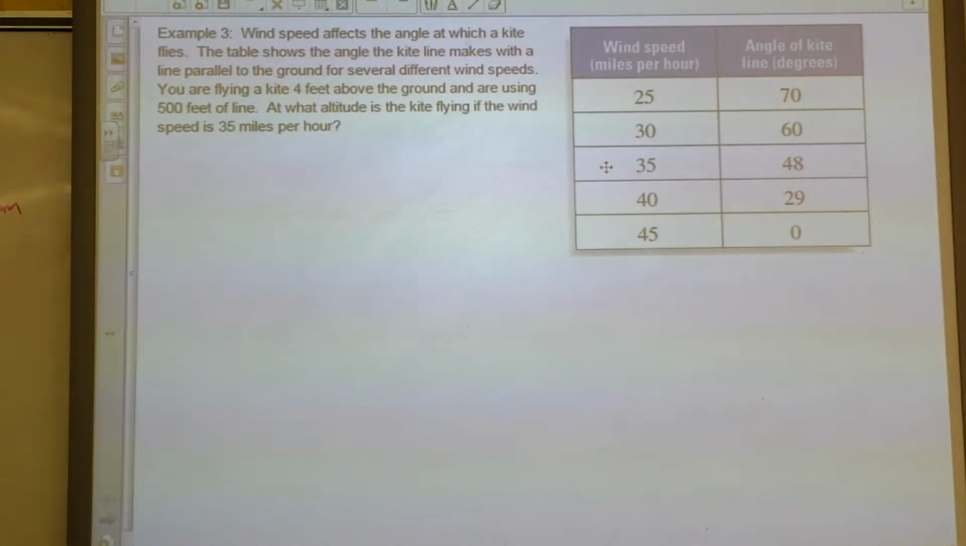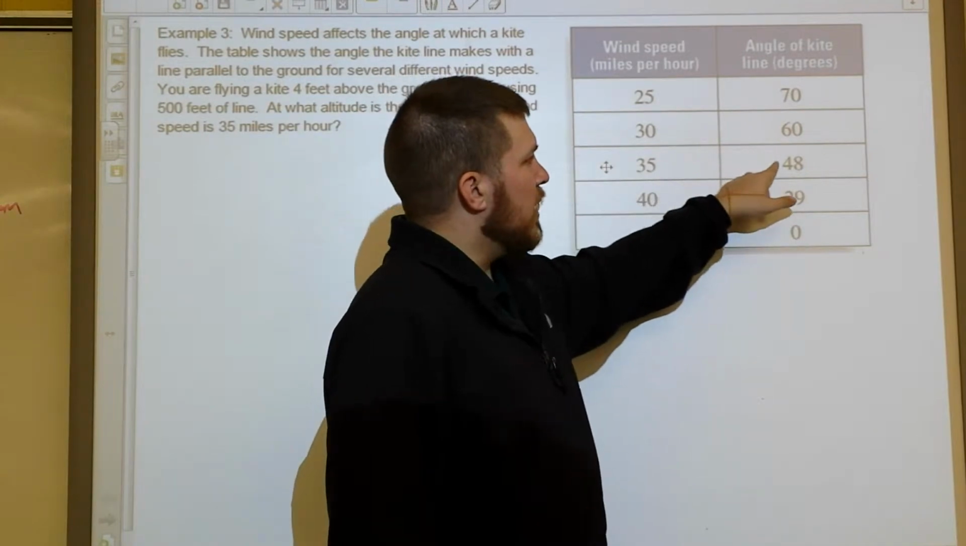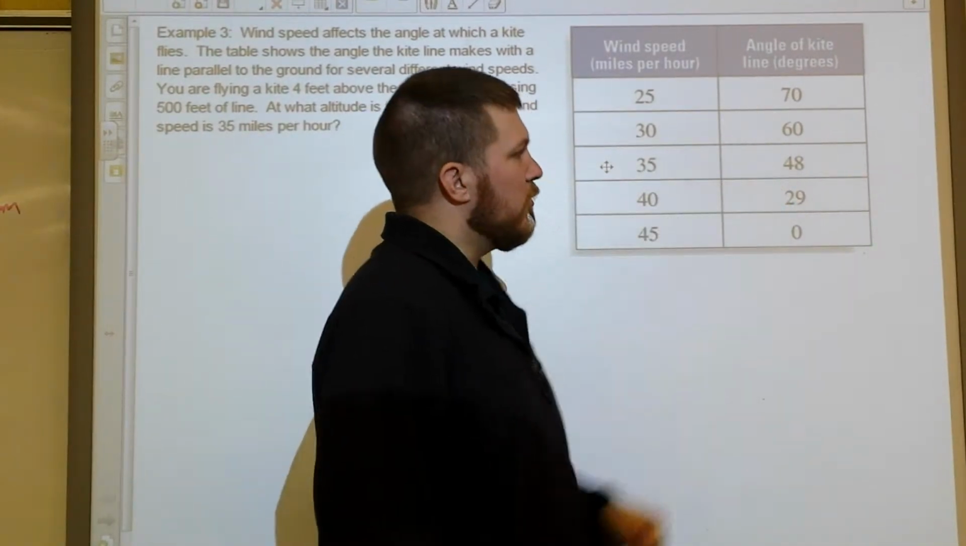All right, so in example 3, we're talking about wind speed and how it affects the angle at which a kite flies. This table that you see shows the angle the kite line makes with a line that's parallel to the ground for several different wind speeds. You're flying a kite that's 4 feet above the ground and using 500 feet of line. We want to know what altitude the kite is flying if the wind speed is 35 miles per hour. Since we know that the wind speed is 35 miles per hour, we know the kite line makes a 48-degree angle.